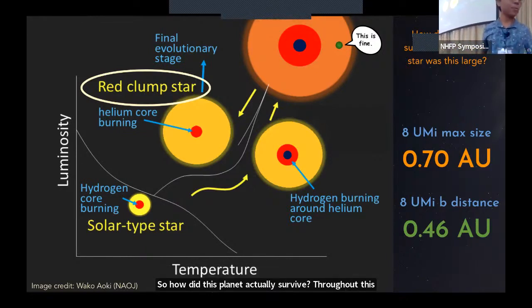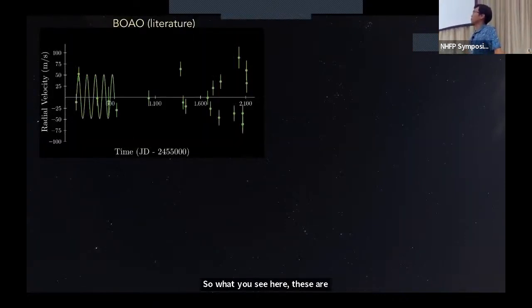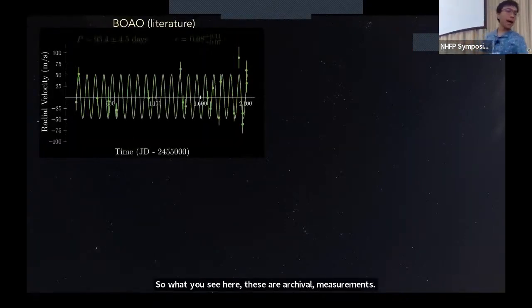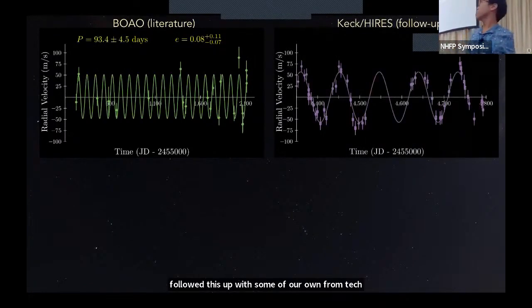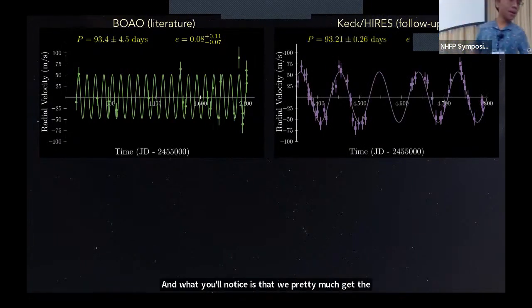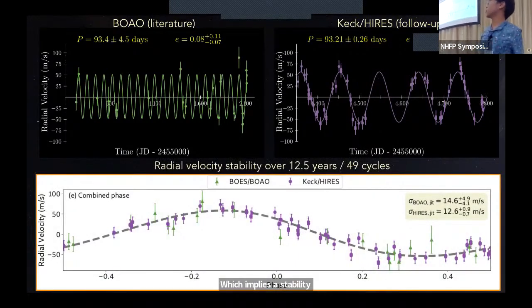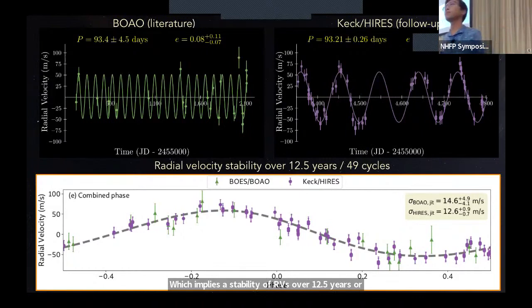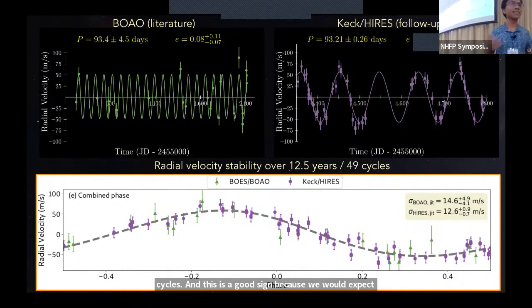Before we got ahead of ourselves, we wanted to confirm that the planet was real. What you see here are archival RV measurements from the discovery paper in 2015, and we followed this up with some of our own from Keck Observatory over the past year. And what you notice is that we can pretty much get the same period and the same near-zero eccentricity of the system, which implies a stability of RVs over 12.5 years or 50 cycles. And this is a good sign because we would expect RV stability from an actual planet rather than stellar activity mimicking RV signals.